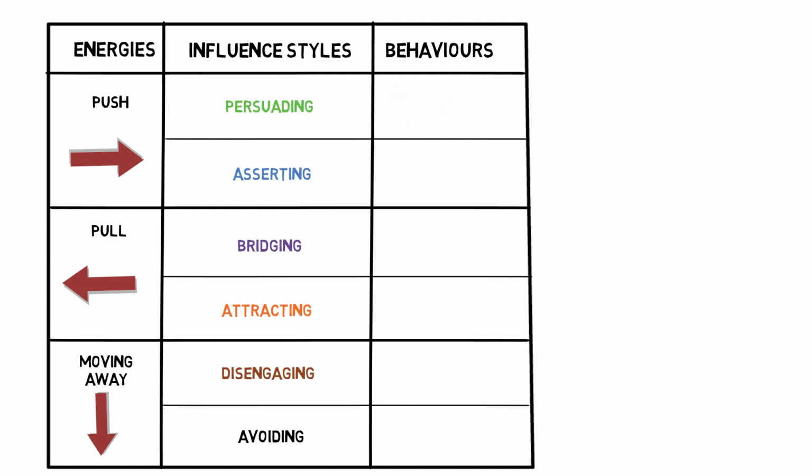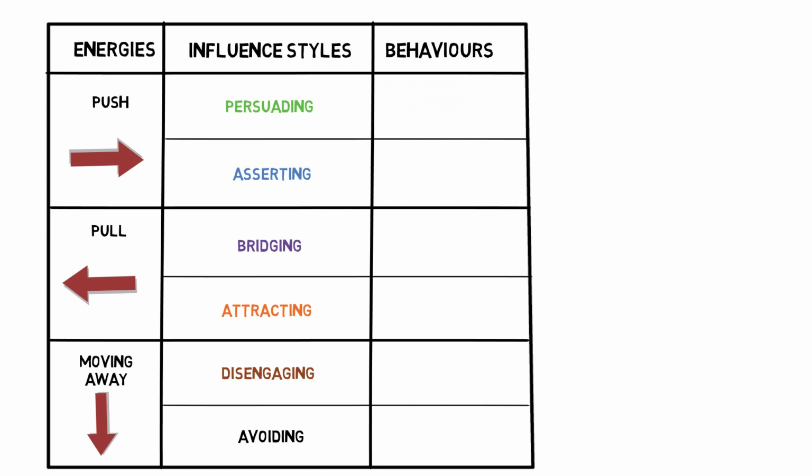You probably remember that there are 2 influence styles within the push energy: persuading and asserting. Sometimes we call persuading the it style, as it is facts, data, and logic which determines the best course of action. We call asserting the I style because it is about what you want to achieve.